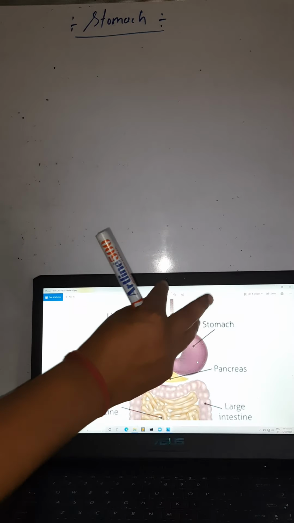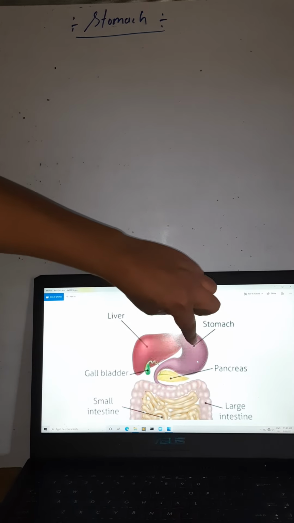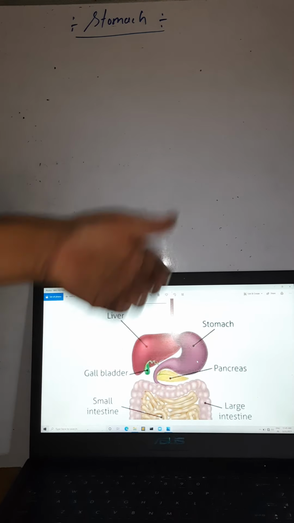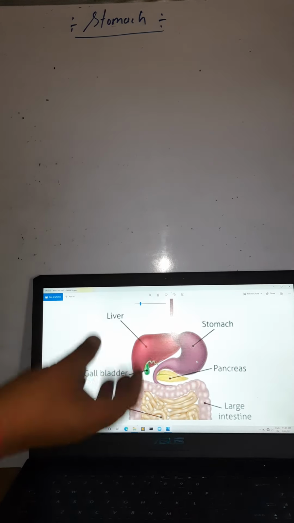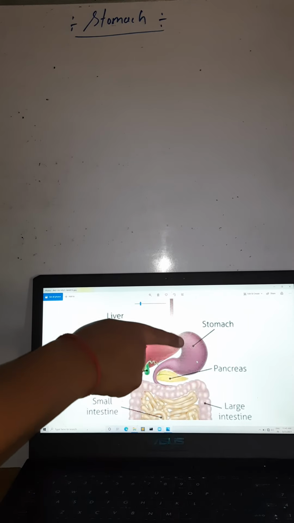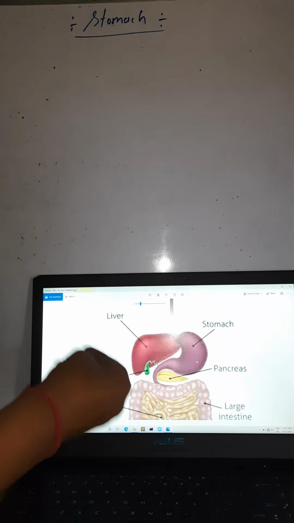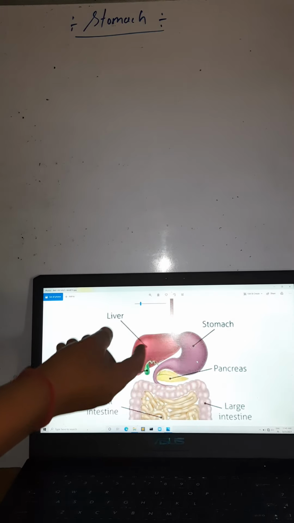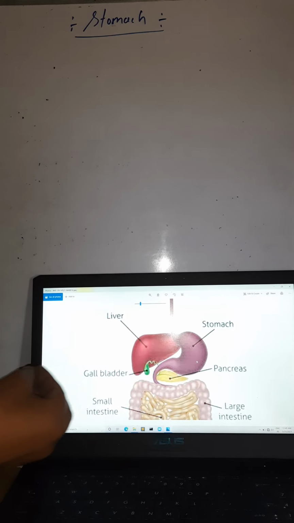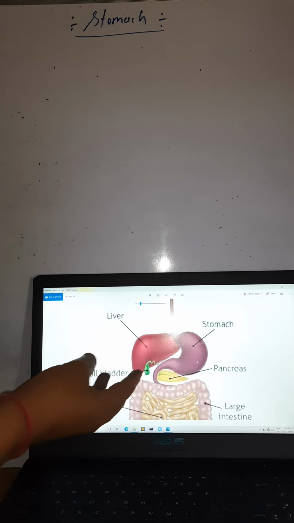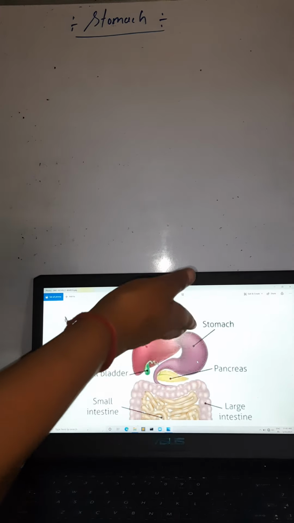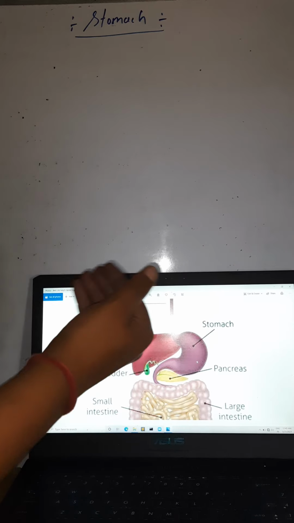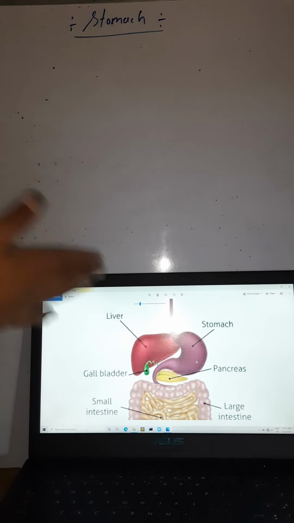Okay, so what is there inside the stomach? If you can see inside the stomach, there is a small lining, and this lining secretes mucus. The linings which are there inside the stomach, they are secreting the mucus. They are secreting the hydrochloric acids. They are secreting the digestive juices inside the stomach. Okay, and these are helping somehow in the digestion process. So this is the function of the stomach.